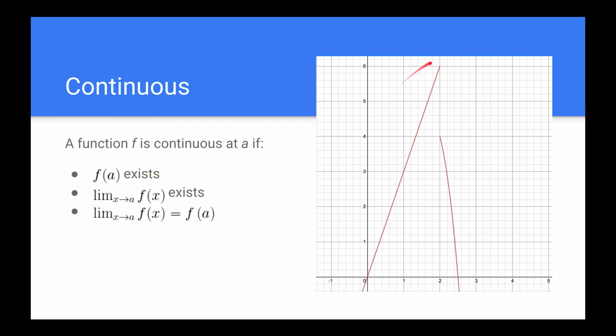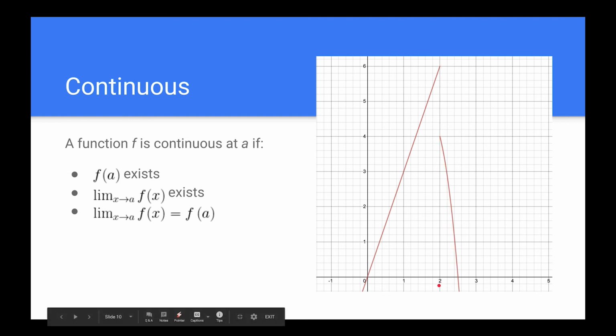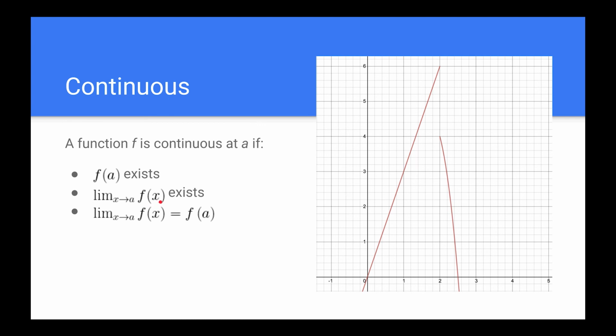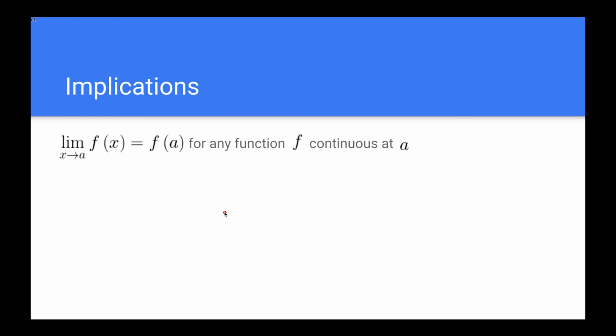We see that f of a does exist, because f of 2 is equal to 6, and we want to see if the limit as x approaches a of f of x exists. So a is equal to 2, but the limit does not exist because there are two different values. The left-hand side has one limit, and the right-hand side has a different limit. So it does not exist in this case, and we don't even need to bother checking the third condition.